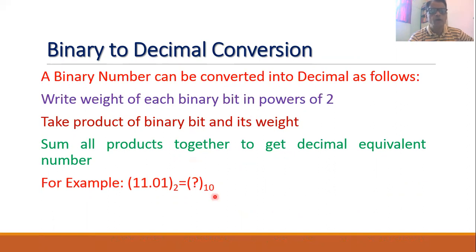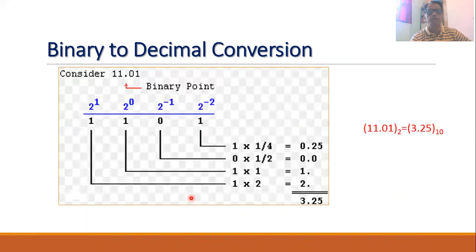Say, for example, we have been given a binary number 11.01, and suppose we want to obtain its decimal equivalent. So how can we obtain it? Suppose this is the binary number 11.01. Now this is the binary point. Starting from the binary point to the left hand side, we will write the weights, and these weights will be in powers of 2. So the first one will have a weight 2 to the power 0, and the second one will have a weight 2 to the power 1. When we start from the binary point to the right hand side, the weight will go on decreasing. So the first bit, 0, will have a weight 2 to the power -1, and the second one will have a weight 2 to the power -2.